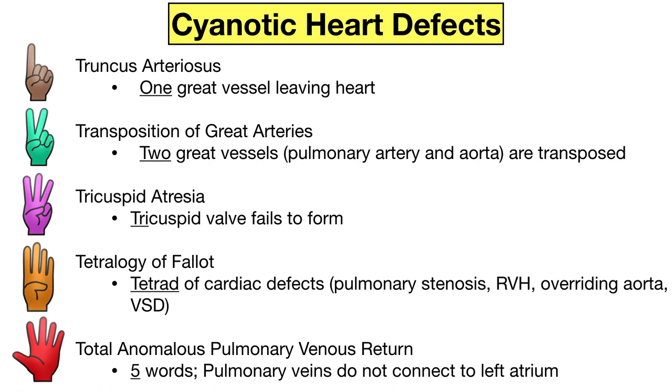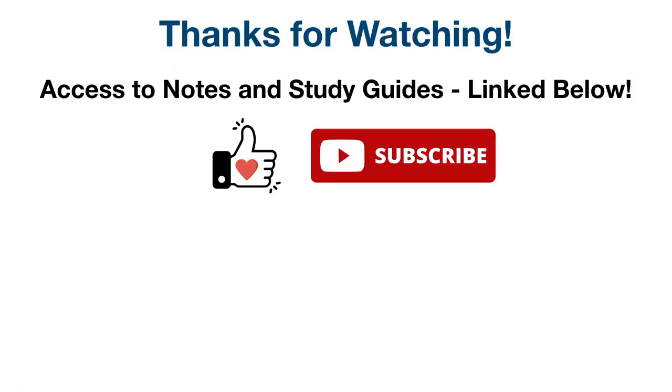Use 4 fingers to remember Tetralogy of Fallot, which is a tetrad of cardiac defects. Use 5 fingers to remember total anomalous pulmonary venous return, which is when the pulmonary veins connect to the systemic venous system rather than the left atrium. Hopefully this gave you an easy way to remember the main cyanotic congenital heart defects.